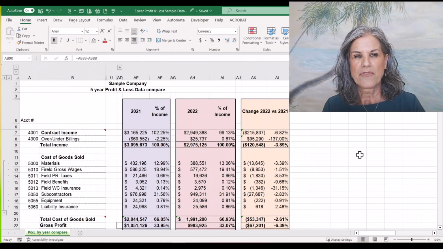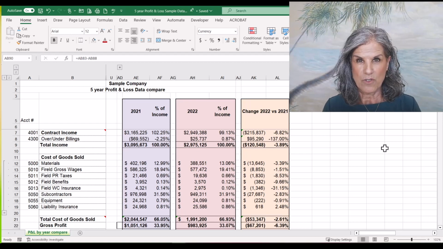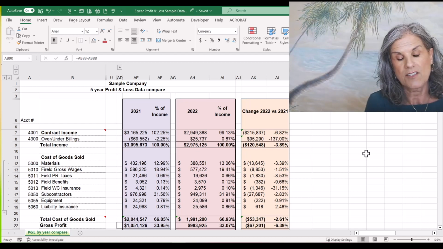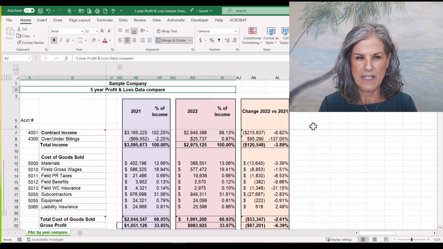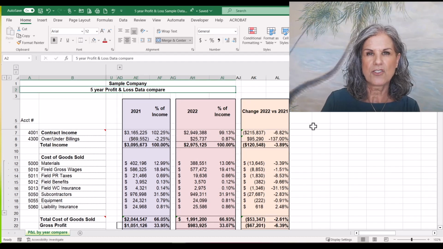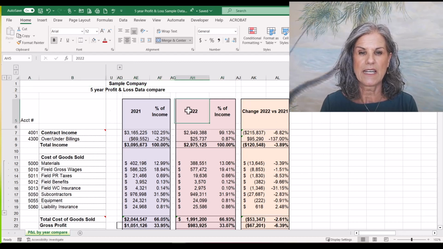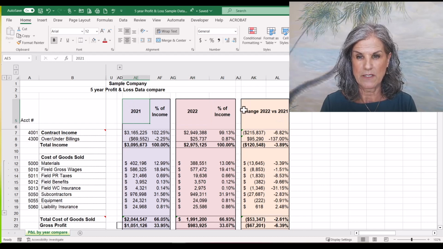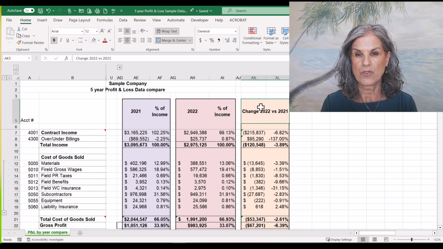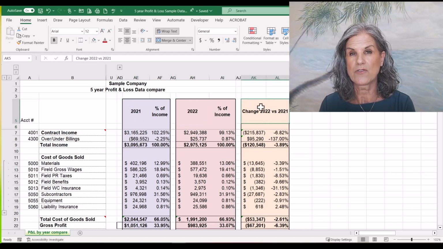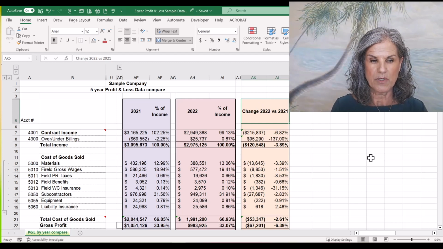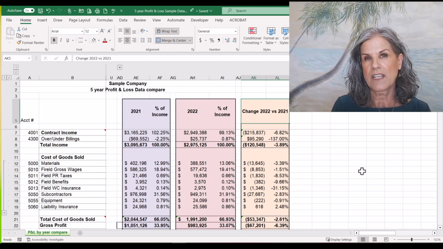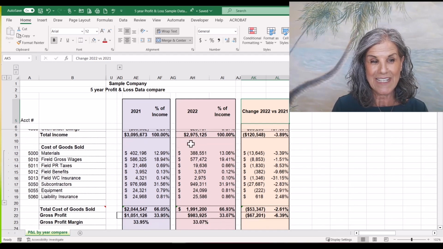So this is a profit and loss statement for a general contractor, and this compares, it says 5 years data here, which I will show you in a second, but right now we're just going to look at this year compared to last year. So I'm looking at 2022 results compared to 2021, and then this column over here shows what the variance is, or the change from one year to the next. And we'll go through that in a second, but let's just talk about what are the different sections of a profit and loss statement. So there's income, right?